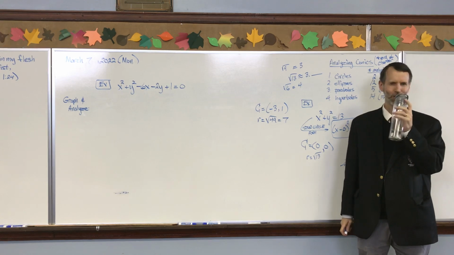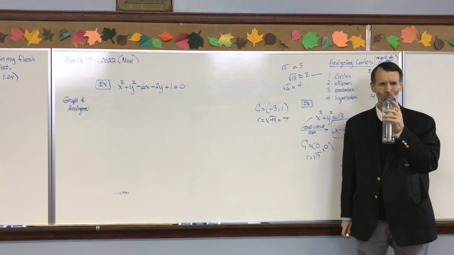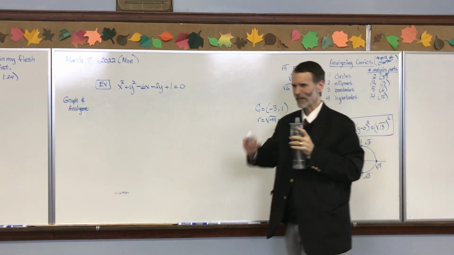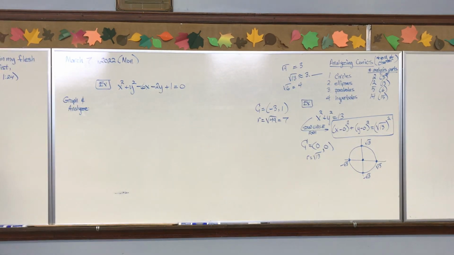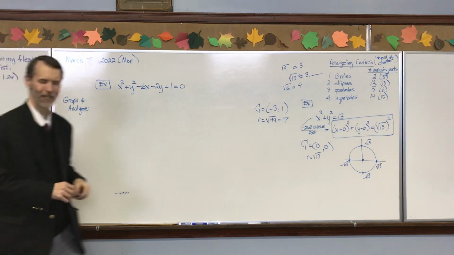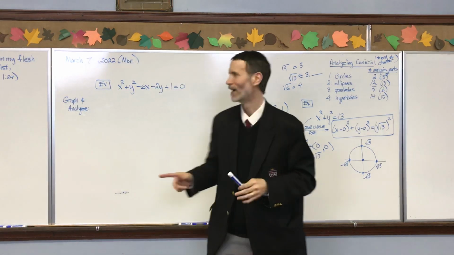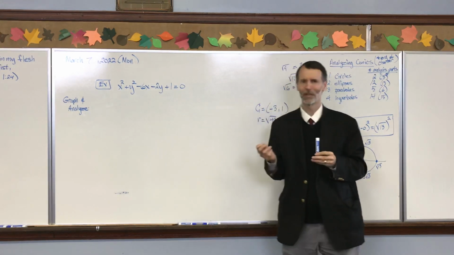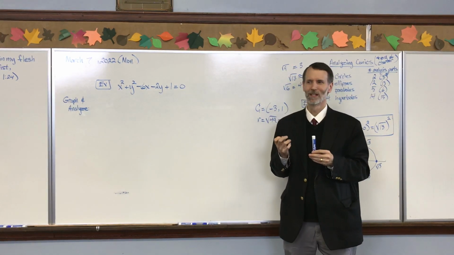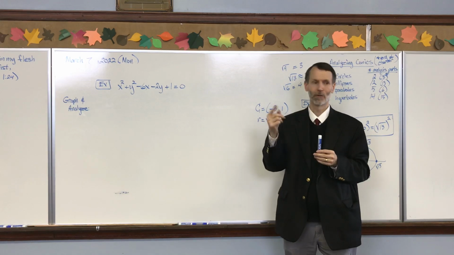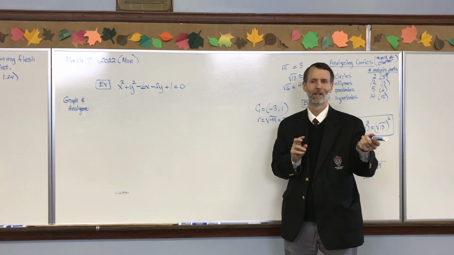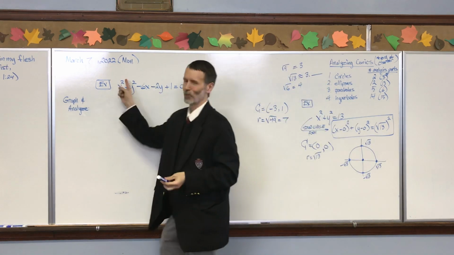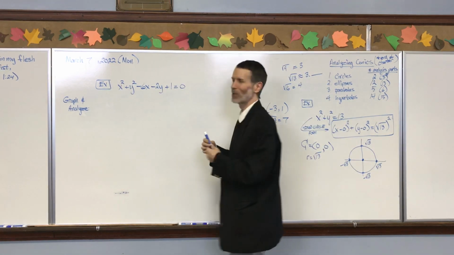Anybody have a guess as to what shape this is? What do you think? This is off the top of your head. No death penalty if you're wrong. Might be a parabola. What makes you think so? Squared. What other shape have we run into that has squares? Circle. How would you tell the difference? The y squared and this one. Both the x and the y are squared. This is going to be an important point.